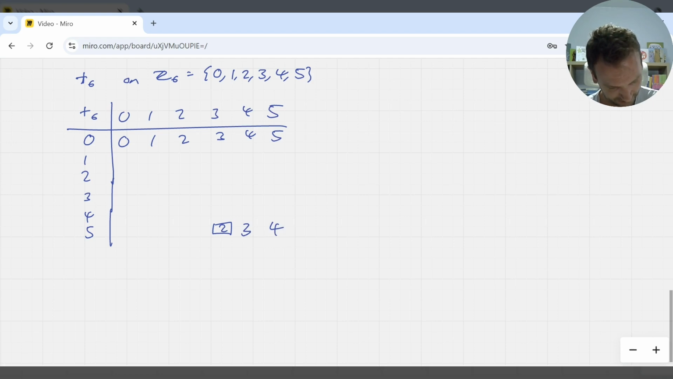And actually, we get a nice pattern going on. 5 plus 2 is 7, which gives a remainder of 1 when divided by 6. 5 plus 1 is 6, which gives us a remainder of 0 when divided by 6. And 5 plus 0 does just give us 5. So we'd fill our rows in like that.